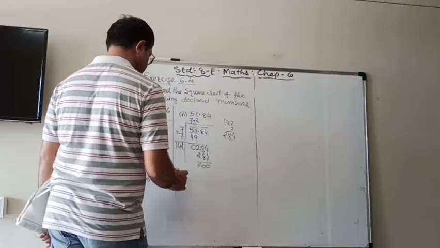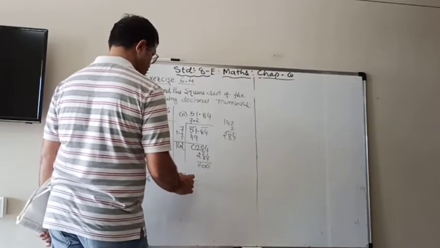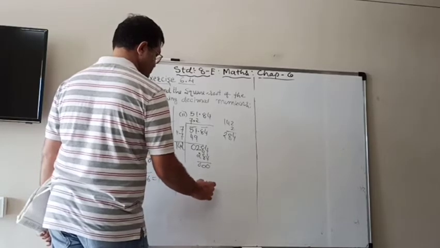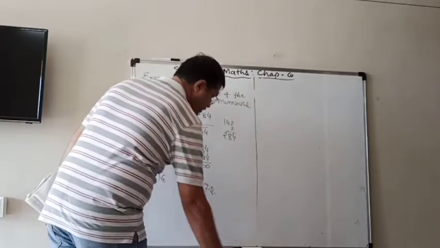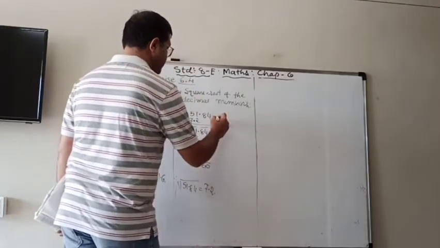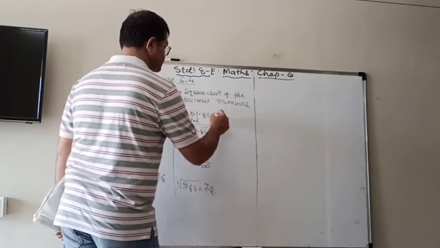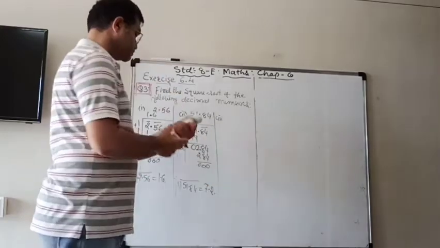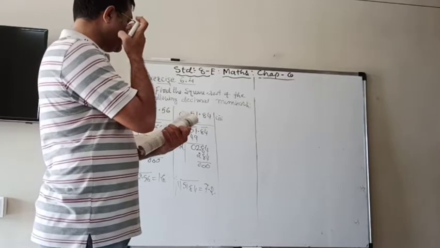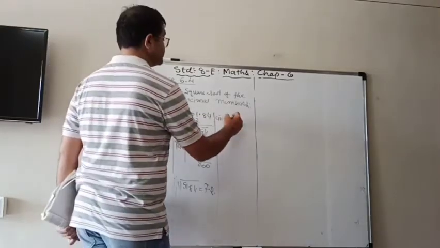Remainder 0, therefore square root of 51.84 is equal to 7.2. Let's take another one. Take 31.36.